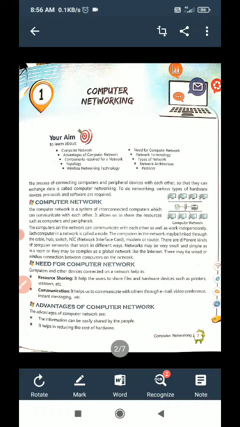Okay, so let's start with our first chapter. The first chapter from your syllabus of computer is computer networking. Computer networking, first thing, what is meant by computer networking?